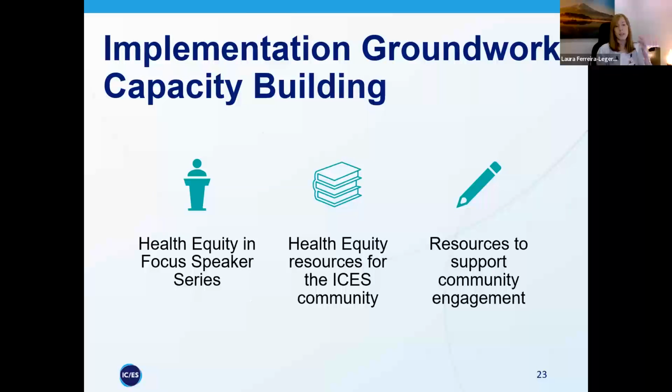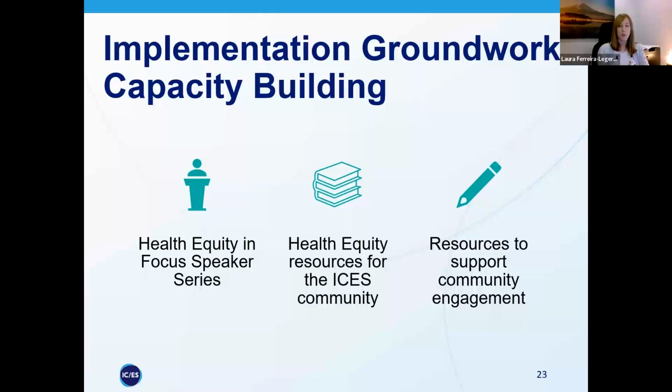So the initial groundwork in terms of our implementation, even before this document is ready, is this capacity building. And there are three pillars I wanted to talk about. One was our health equity in focus speaker series. We have health equity resources for the ICES community, and then we have resources to support community engagement.